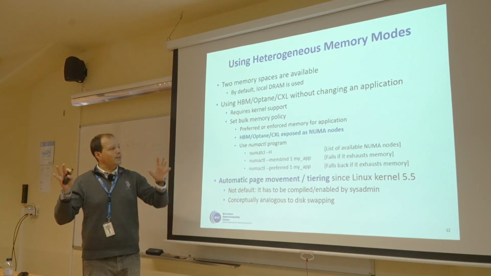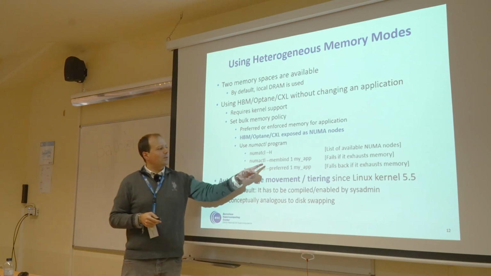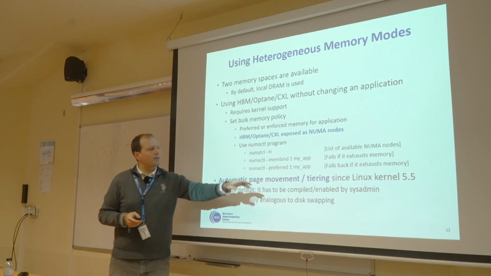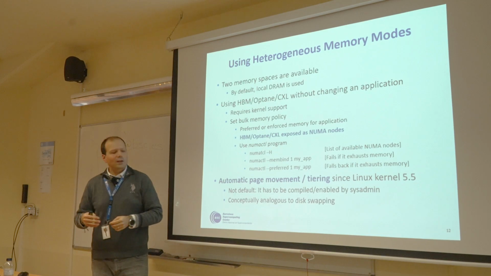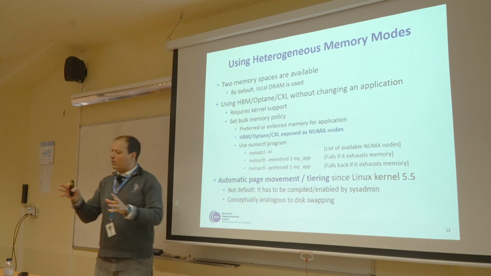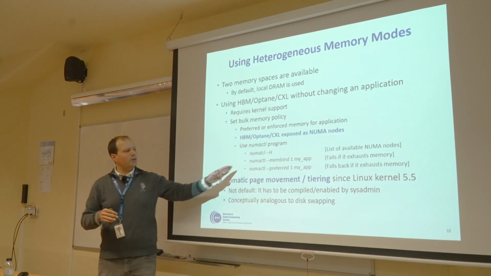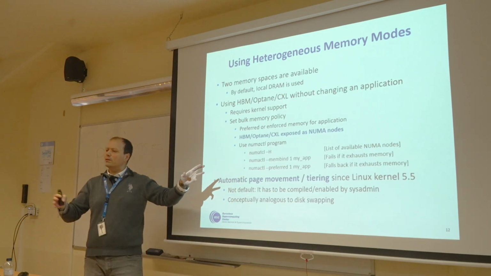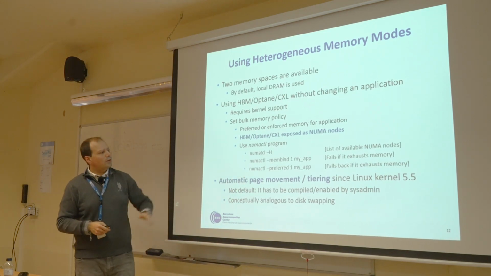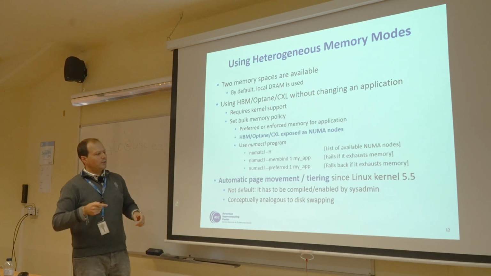This is very coarse because you can do membinds, you can do preferred, so first come, first served. The memory allocations start going to that memory node until it's full, and then they go to the next one. You can control a little bit, and I will show an example next.